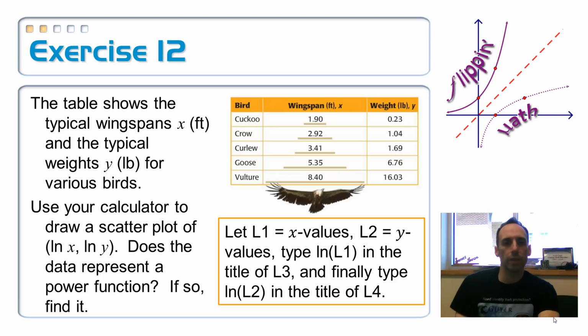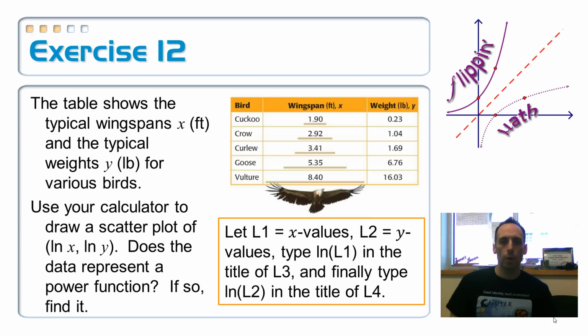Alright, so the last little bit of this involves some more scatter plotting. We have a table of values that shows wingspan of birds along with their weights, and we're seeing if there is some sort of function that models the two of those things.